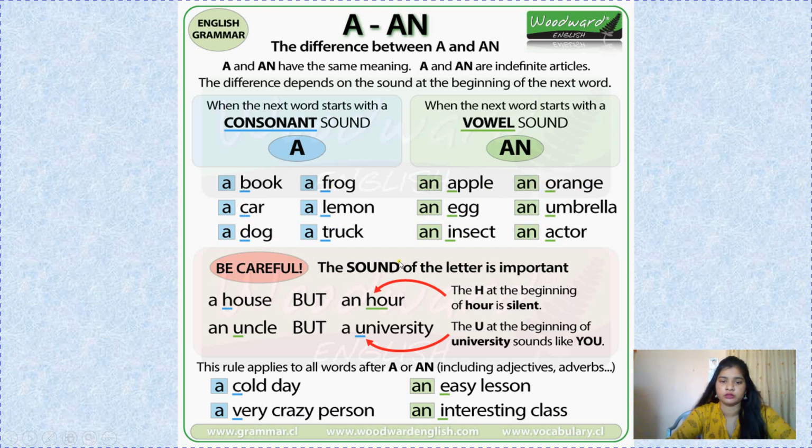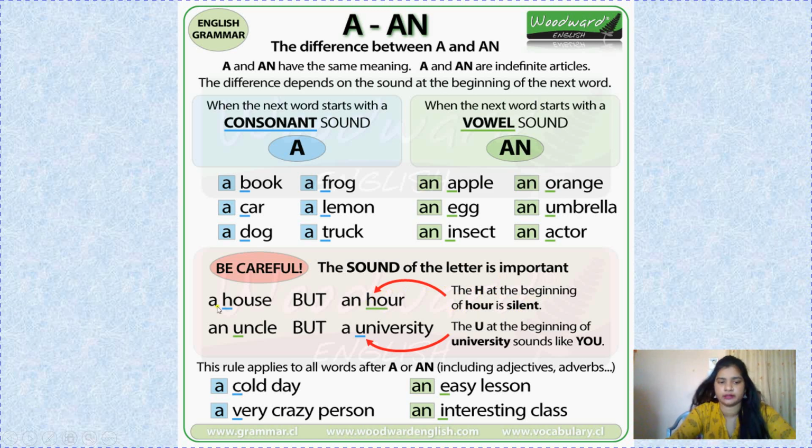But be careful, the sound of the letter is important. Now, before, I have told you sound matters. So let's see how. A house. H is a consonant, so we have written a. But an hour. Again H is given here. But why are we using an? Because we are saying hour. The O sound is coming. See, the H at the beginning of hour is silent. H is silent and the sound is coming of O. And O is a vowel.